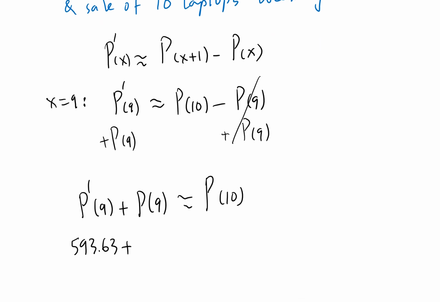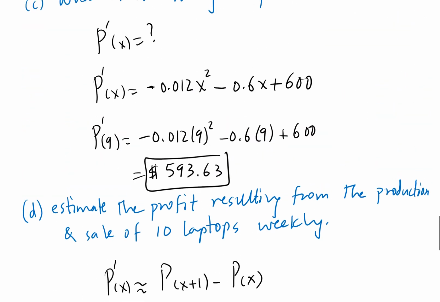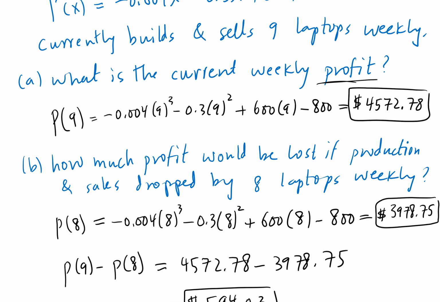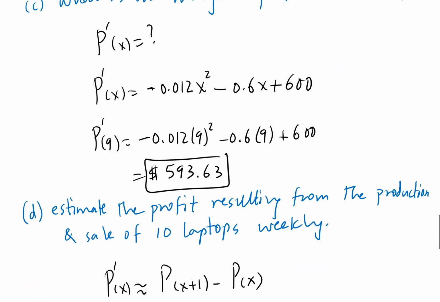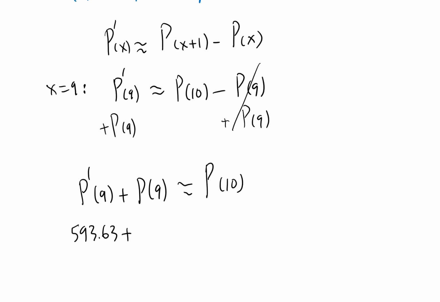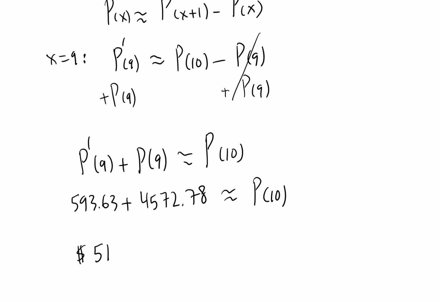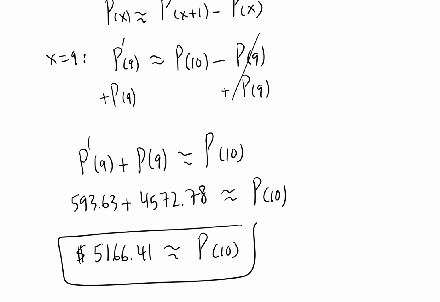And P of 9? Did we find P of 9? Let's scroll back up and see. The profit at 9, it's part A. It's 4,572 and 78 cents. You can substitute this in, 4572.78. And if we add them up, we get $5,166.41. That's the estimated profit for selling 10 units.